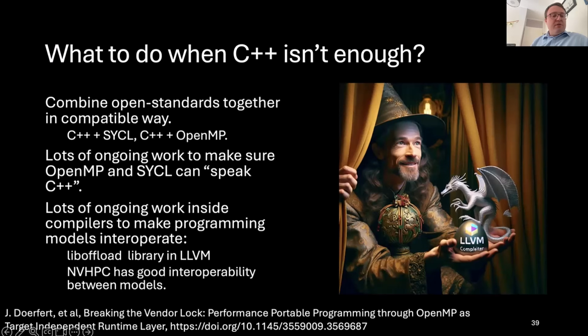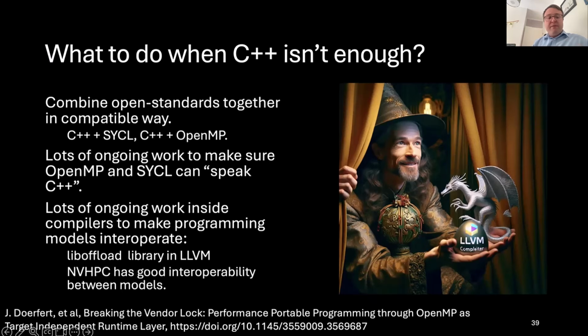There's lots of ongoing work within those standards to make sure that they can speak C++, that they align with the execution and memory models of the parent language, so that this is viable in theory, but also in practice. So in the compiler, there's a lot of work on interoperability of parallel programming models. In the liboffload library in LLVM, which used to be called libomptarget, it is now much more interoperable no matter which programming model you have.